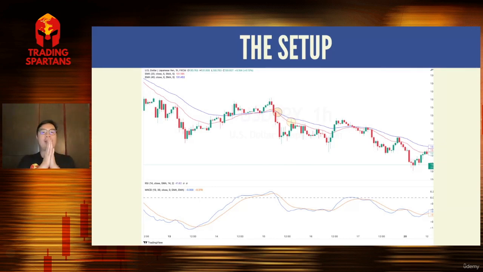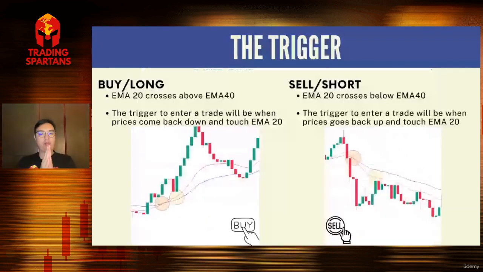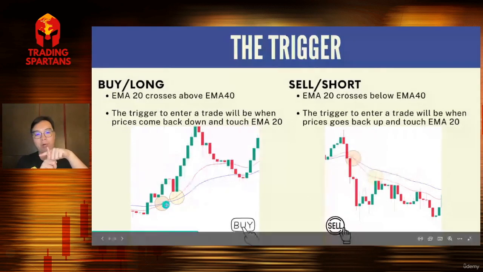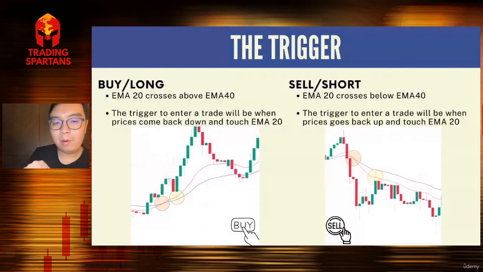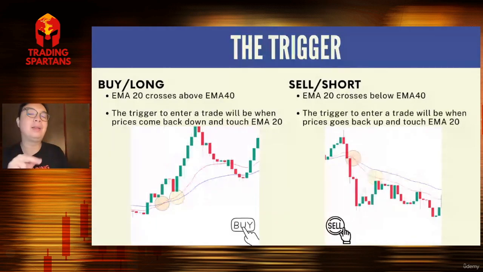Next, the trigger. So when do you enter a long and when do you enter a short? Straightforward. EMA 20 is a red line, EMA 40 is a blue line. When EMA 20 crosses above EMA 40, you don't enter a trade yet. The trigger to enter the trade is when price, for example, moves higher after EMA 20 crosses higher than EMA 40. We only enter the trade when price retraces and touches EMA 20.